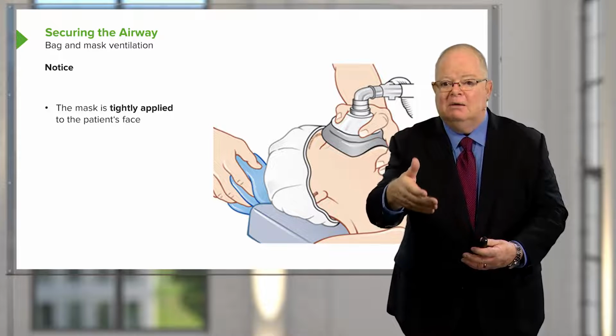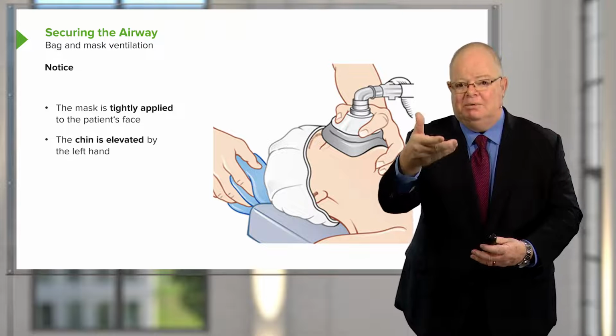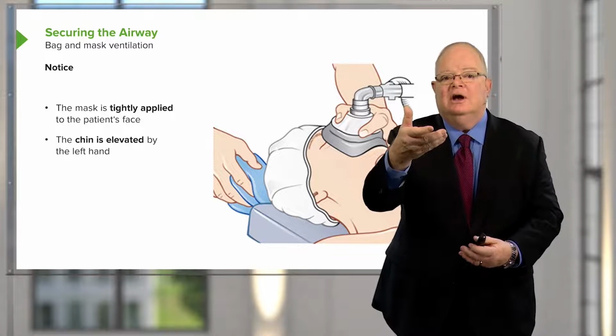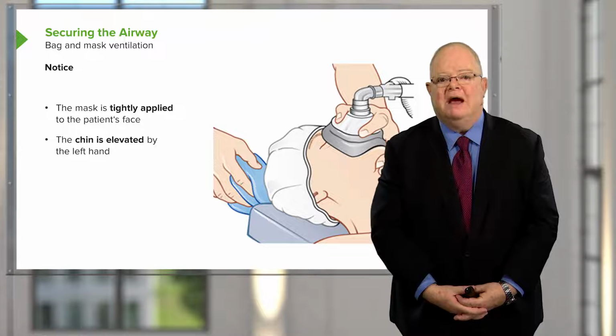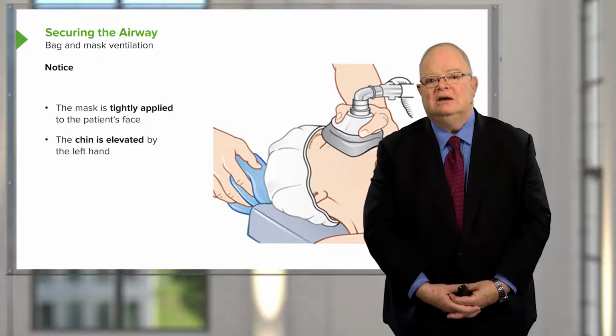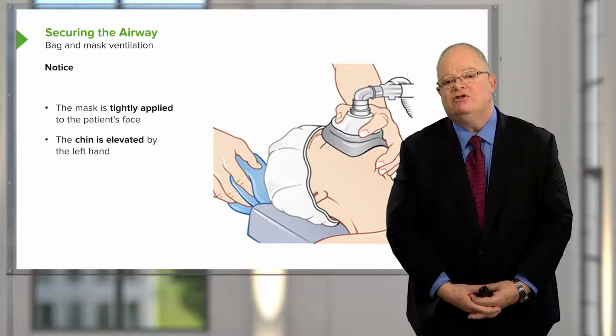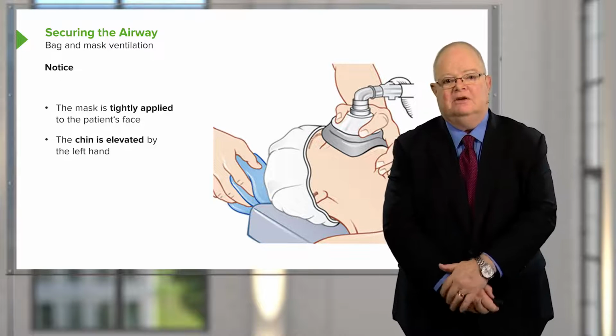The middle finger and other fingers lift the chin up, and it's important to pull the chin right up. And you can see that this anesthesiologist is bagging with his or her right hand while positioning the patient's face and head so that it's easy to ventilate the patient.